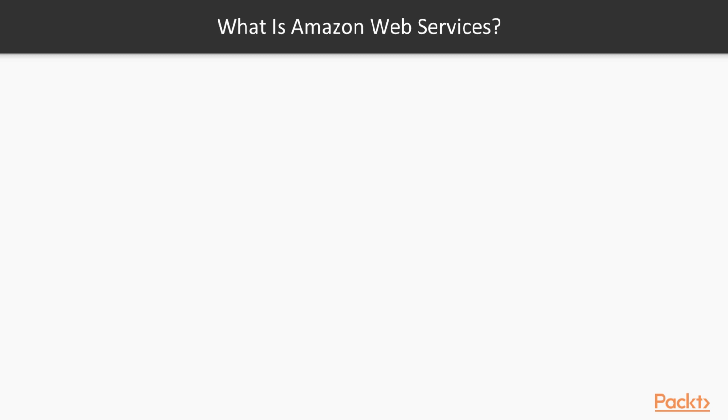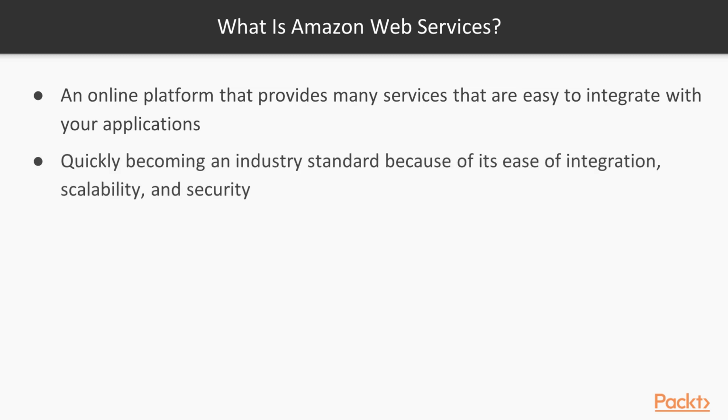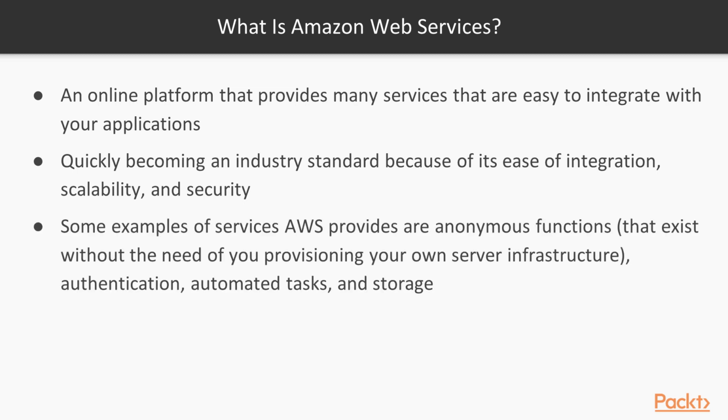What is Amazon Web Services? Amazon Web Services is an online platform which provides many services that are easy to integrate within your application. It is quickly becoming an industry standard because of its ease of integration, scalability, and security. Some examples of services AWS provides are anonymous functions that exist without the need of you provisioning your own server infrastructure, known as AWS Lambdas, authentication, automated tasks, and storage.